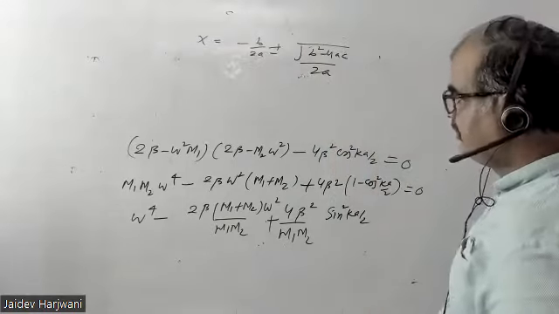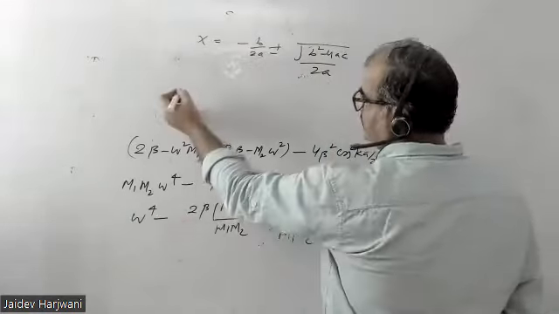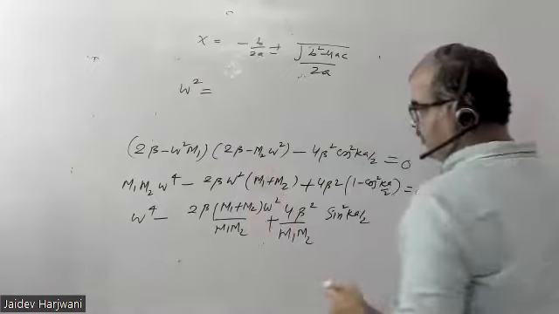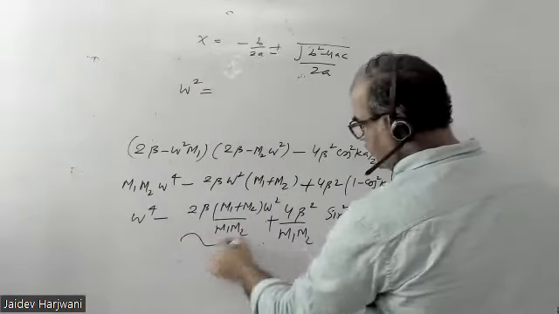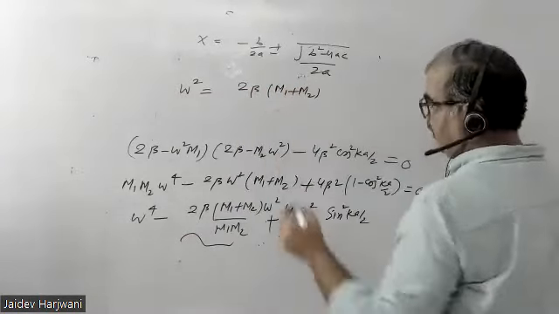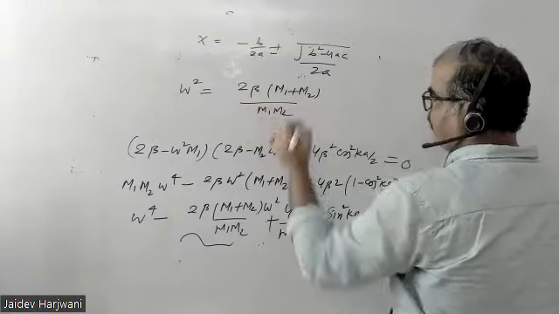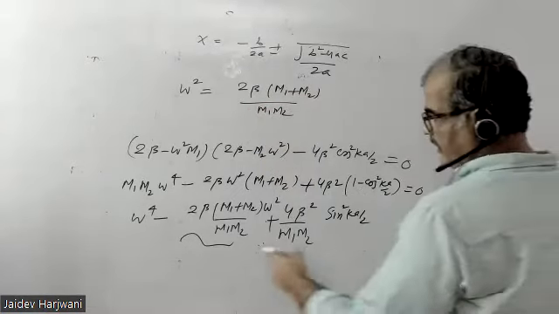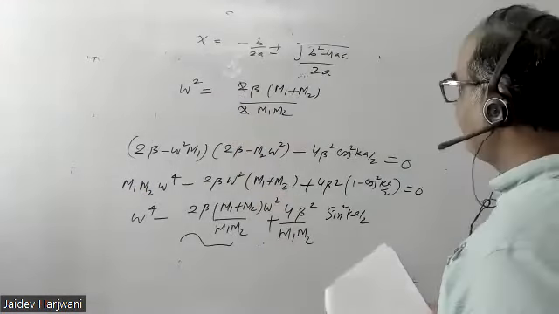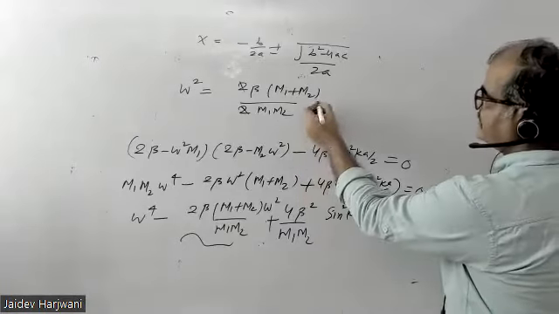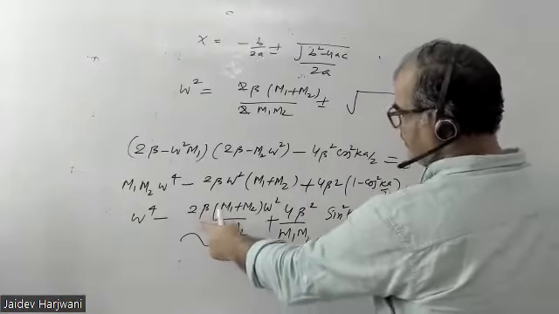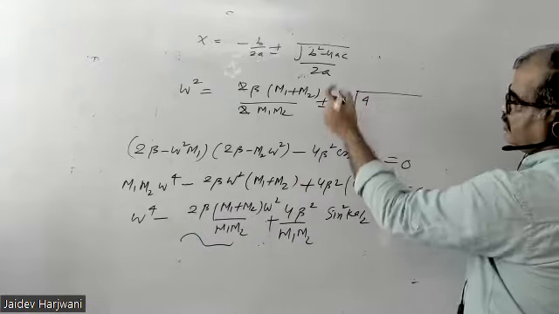Okay, so now this is omega 4, so instead of omega 2. Okay, so omega square will be minus b upon 2a. Minus this b is this one, so 2 beta times m1 plus m2 upon m1 m2 into 2a. So 2a, a is 1, so the 2 cancels. I'll get beta m1 plus m2 upon m1 m2 plus root of b square minus 4ac. So b square is again this one.